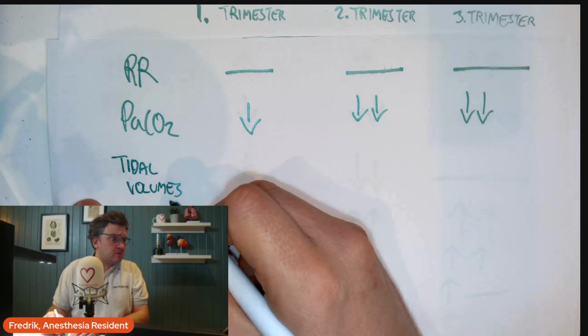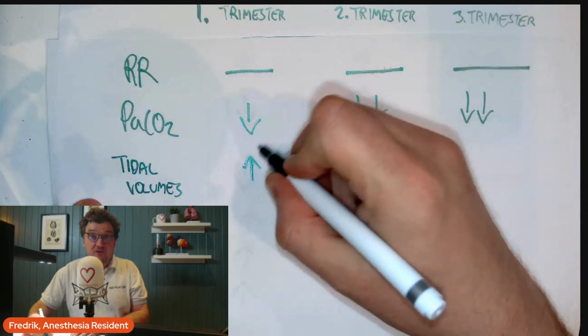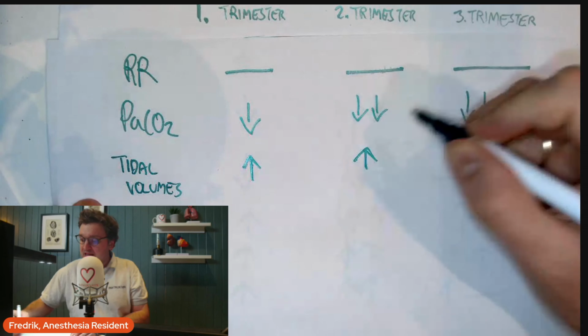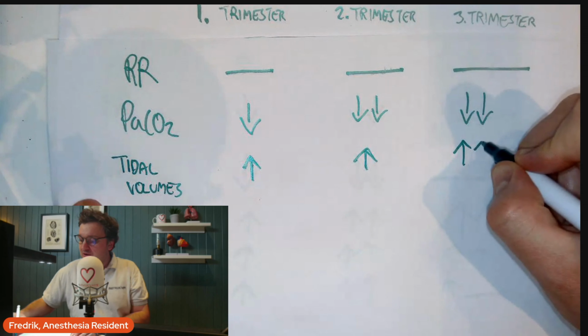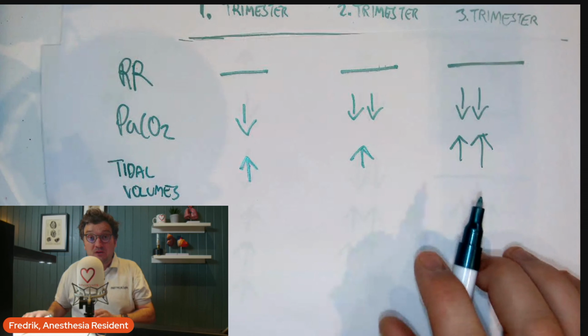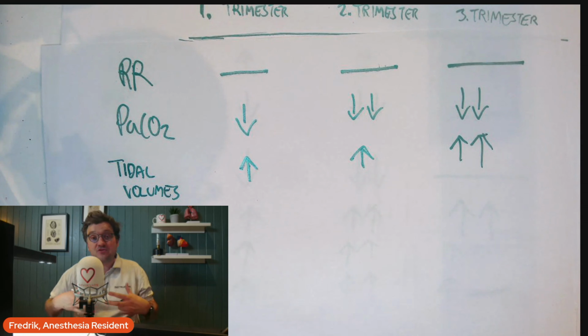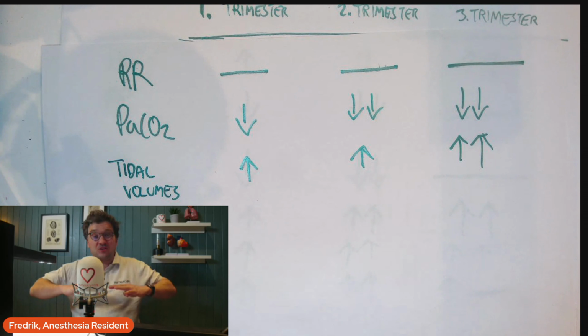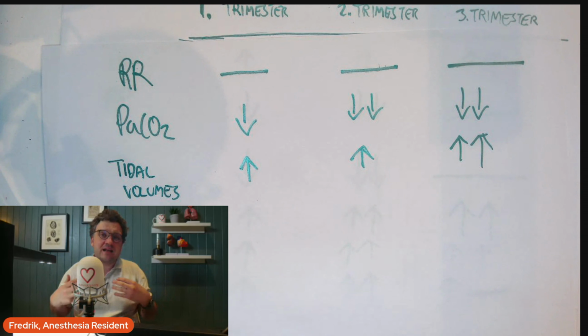Tidal volumes are slightly increased in the first trimester, also in the second, and then greatly increased in the third trimester. To some that might seem a bit strange when you have the large pregnant uterus putting pressure up on the lungs. How could the tidal volumes then be bigger? But trust me, they are.